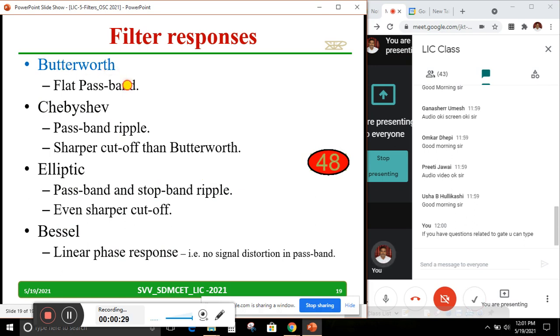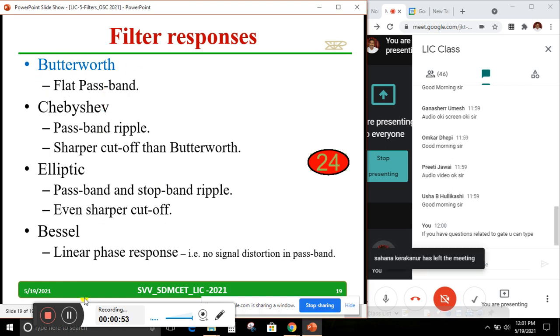But one should know there are many different types of filters, because when you start studying in 6th semester, different names will come. Chebyshev filter, different names will come. But you should know, other than this Butterworth filter, there are many different filters available. But in our linear integrated circuit subject, we are going to discuss only one filter, that is a Butterworth filter.